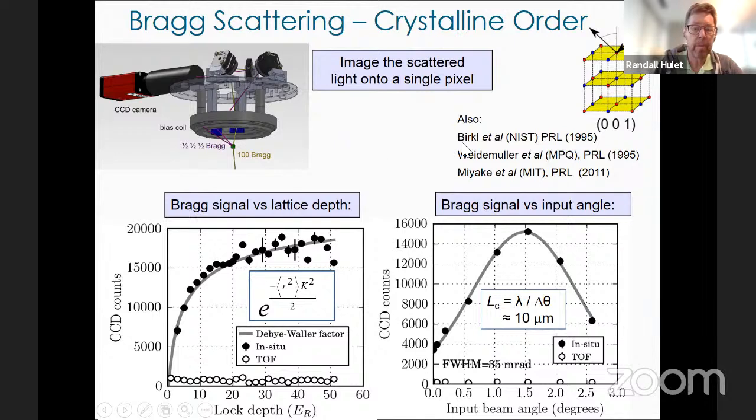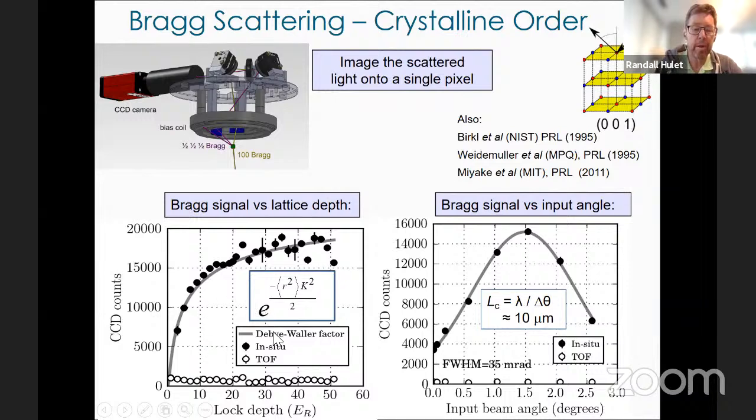So this Bragg scattering process of looking at just a crystalline order, the first example I was showing you on the previous slide, is an example that's analogous to X-ray scattering. This was done back in the mid-90s by these people at NIST and at Max Planck in Munich and at Wolfgang Ketterle's group at MIT a few years later. So this is what that Bragg scattering looks like. This is the Bragg signal versus lattice depth.